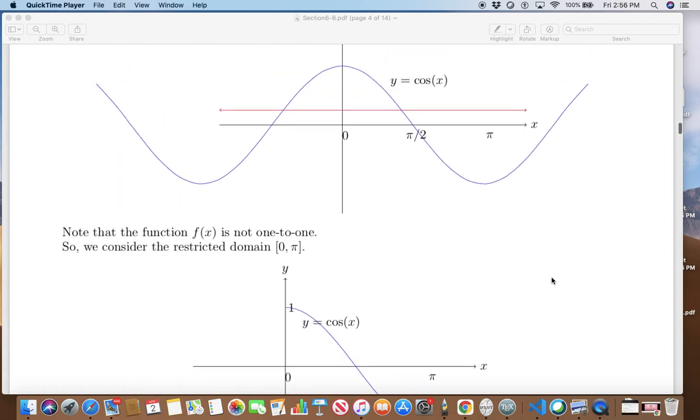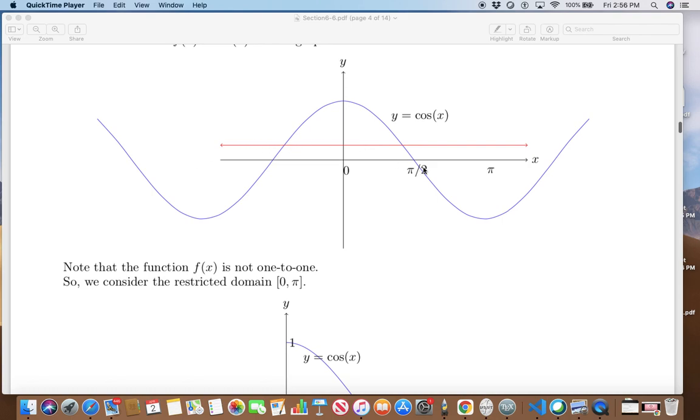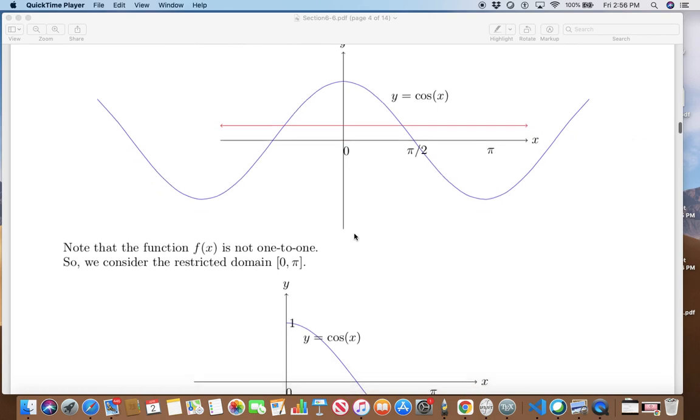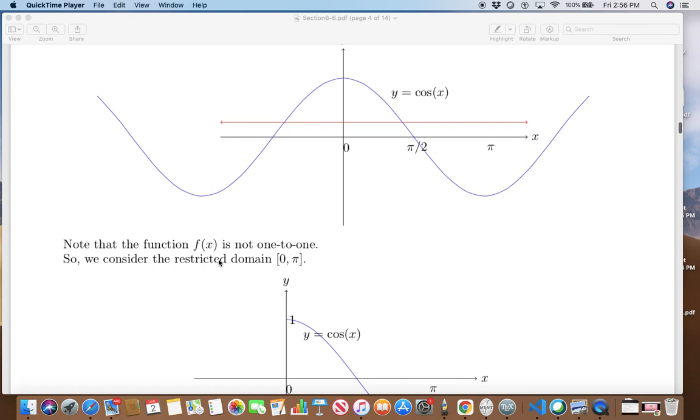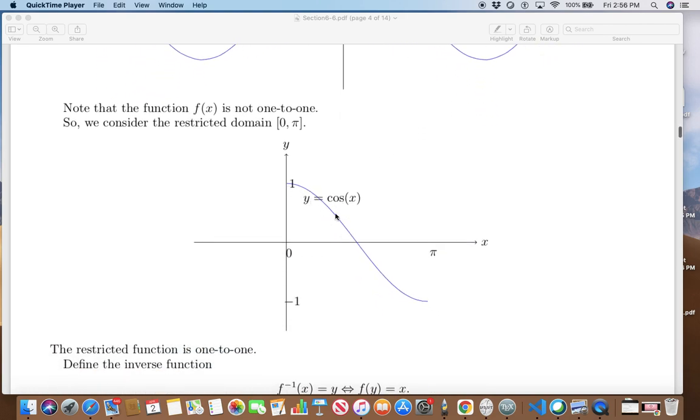Now, this function is again not one-to-one. You see, here is a horizontal line which meets my graph several times. In fact, it will meet the graph infinitely many times. So the cosine function is not one-to-one. So we have to restrict the domain to 0 to pi. If I restrict the domain, this is the curve of cosine x.